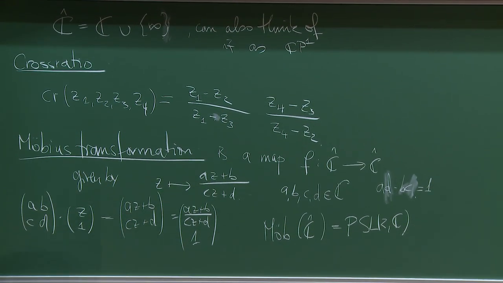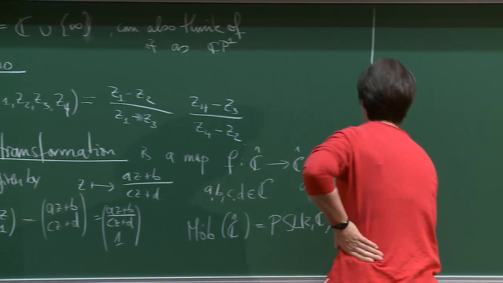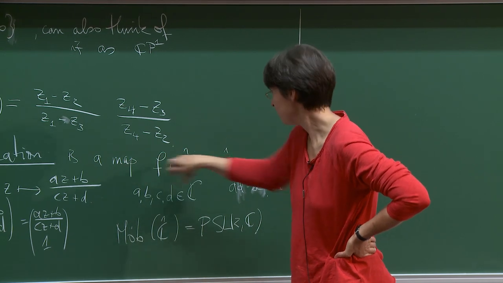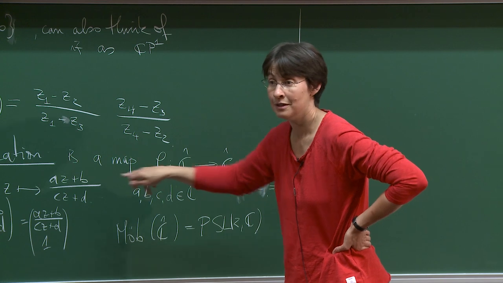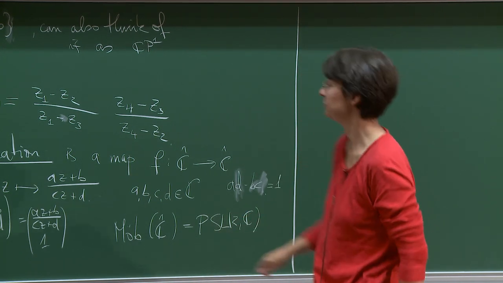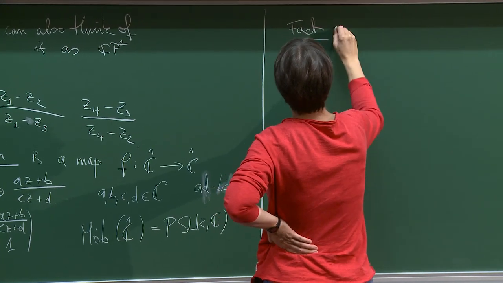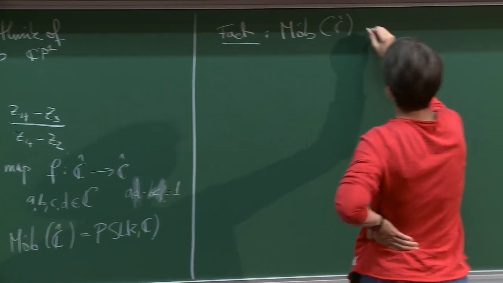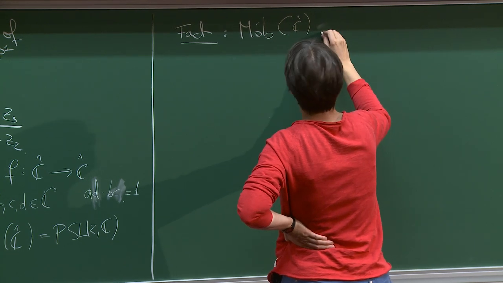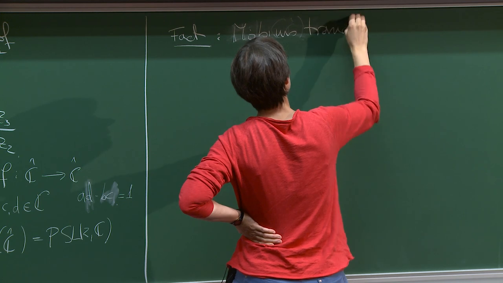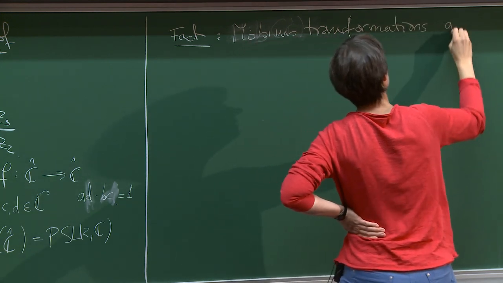Okay, so let me just give you two facts about the group of Möbius transformations. Perhaps one word also about having this as a group. Of course, with this definition, you have to check that if you take two fractional linear transformations and compose them, you can rewrite them as one fractional linear transformation. And if you do that, you realize this is just matrix multiplication in this group. So one fact, and this is again something I'm not going to prove, but you can do as an exercise: the Möbius transformations are conformal.